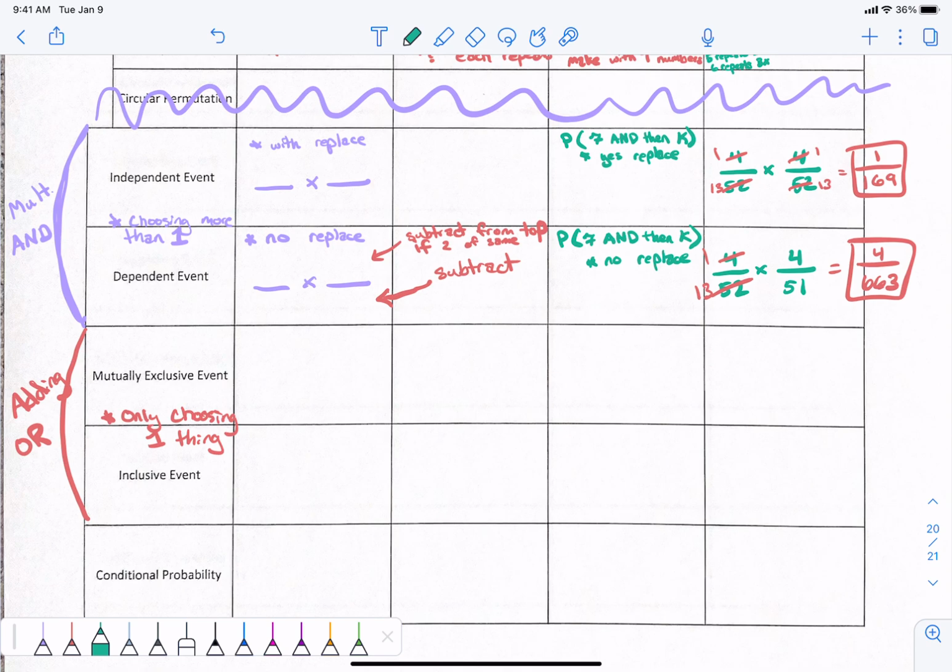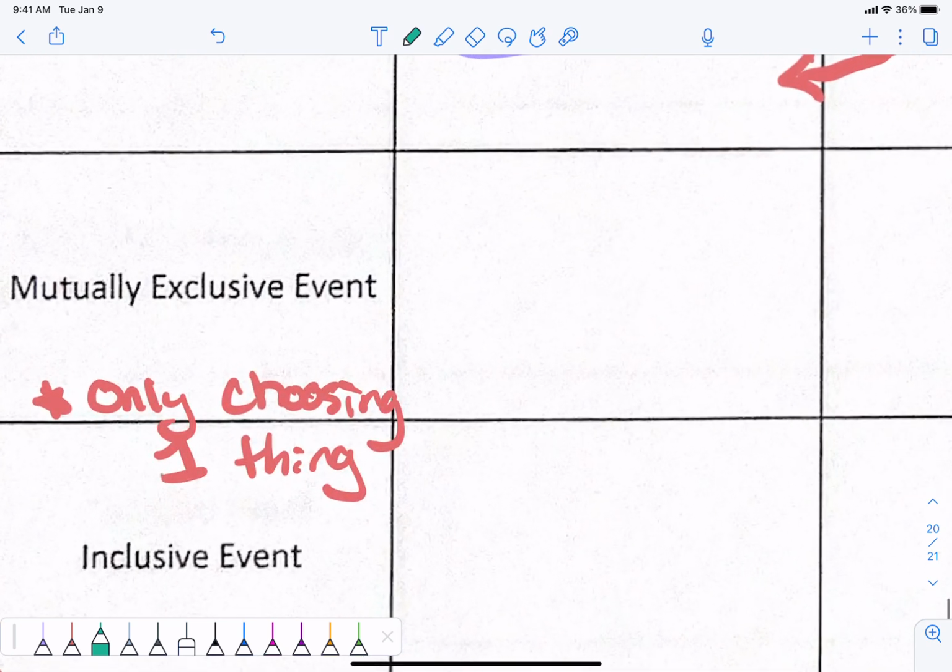Adding. Mutually exclusive. What does exclusive mean? Important information. Exclusive.